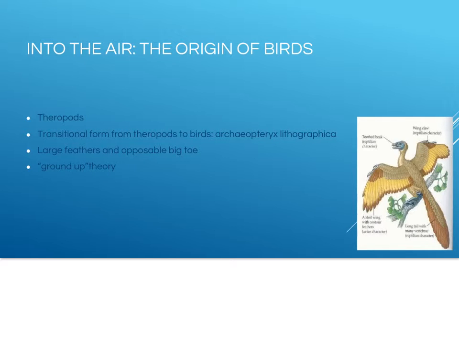This is a good example of mosaic evolution. While not all of its traits change at once, a few small things changed gradually. The ground-up scenario suggests that flight evolved as open-armed runs and leaps used to catch prey.